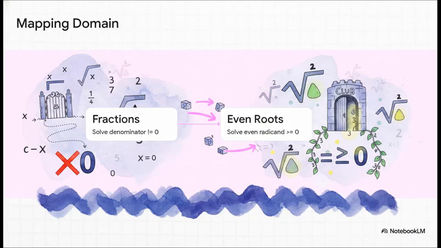To make this perfectly actionable for literally any problem you might face, just break it down into these two simple steps to map your function. Step 1. Set the bottom of any fraction so it does not equal 0, and then just solve for x. Step 2. Set the inside of any even root to be greater than or equal to 0, and solve for x. By doing this, you're explicitly drawing the borders of your domain. You're finding out exactly which inputs are legally allowed into the function club.